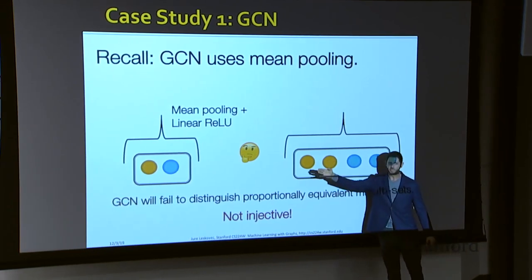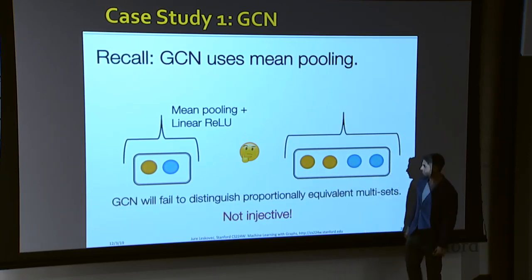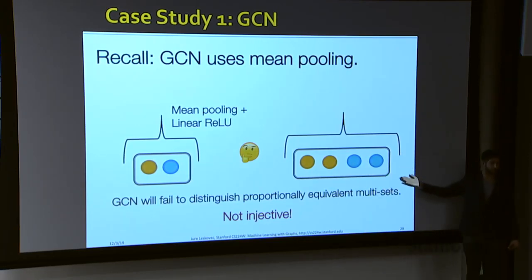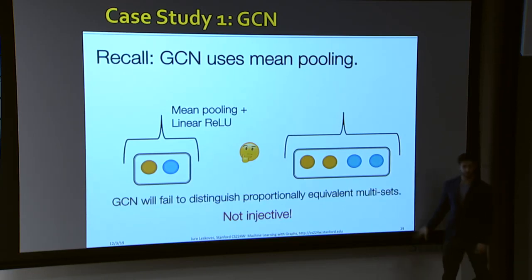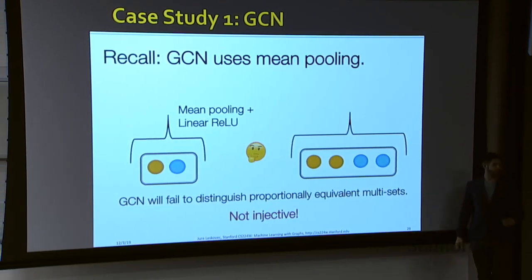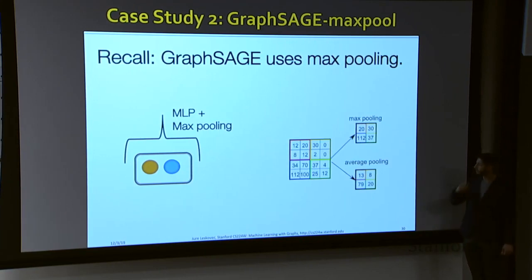So we had one yellow node, one blue node, and now we have two yellow nodes, two blue nodes, and of course now this is not injective, right? Because we have two different multisets, but both of them, thanks to the mean pooling, will be mapping exactly to the same output value, all right? So now we've seen why a GCN will fail in this case. Let's go to the next case study. So let's talk about GraphSage. As you recall, we said it produces the node representations with a multi-layer perceptron, and then it applies max pooling over these representations. Again, that's what max pooling is. As a refresher, how do we fool this?